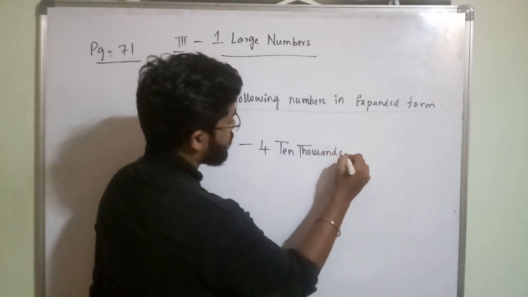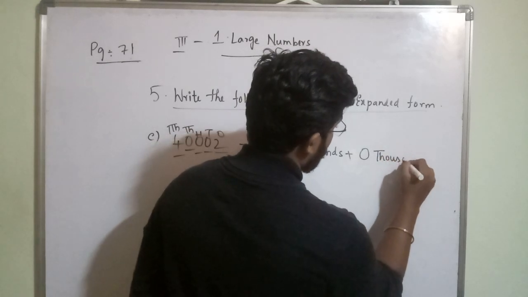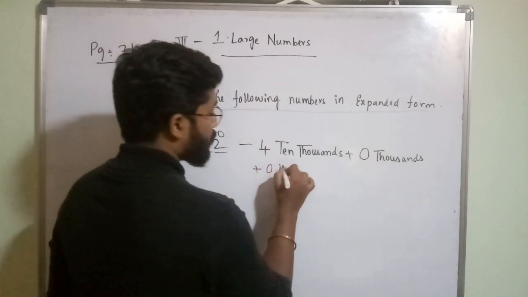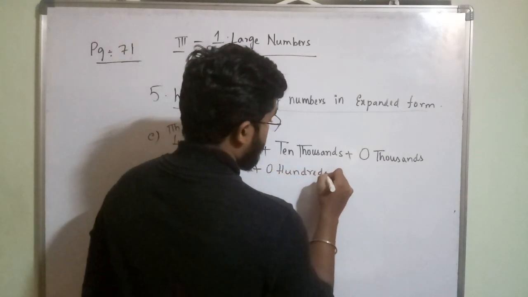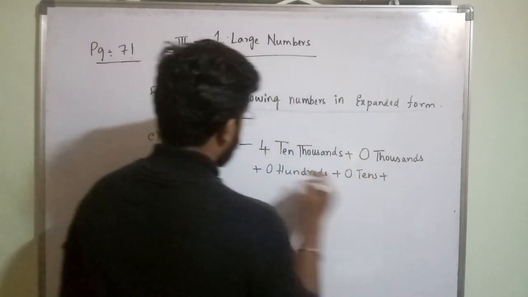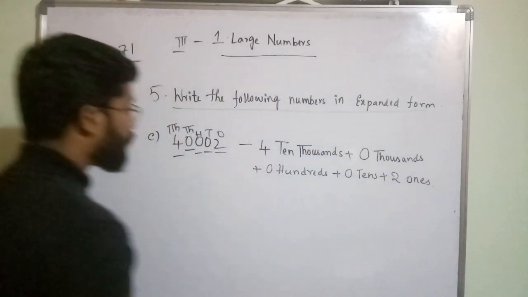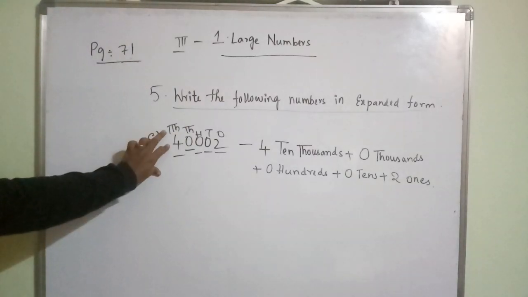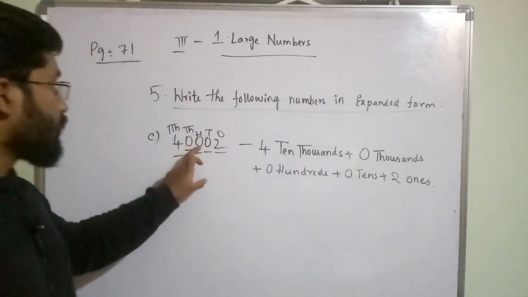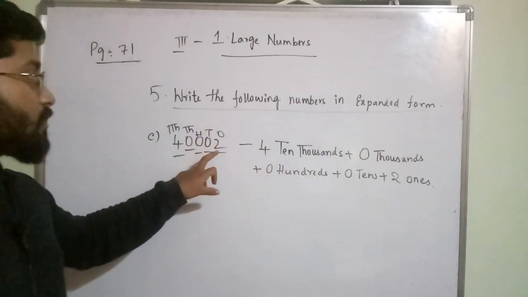4 10,000s plus 0 thousands plus 0 is in which place? Hundreds. 0 hundreds plus 0 tens plus 2 is in ones place, 2 ones. So this is the expanded form for this number. 4 in 10,000s place, 4 10,000s. 0 in thousands place, 0 thousands. 0 in hundreds place, 0 hundreds. 0 in tens place, 0 tens. Plus 2 is in ones place.